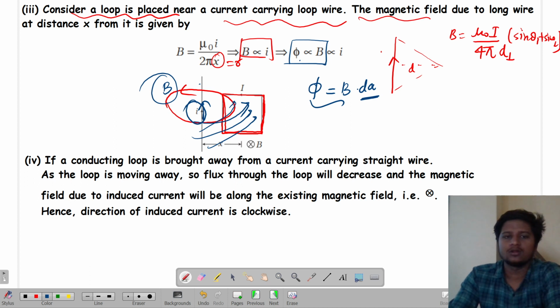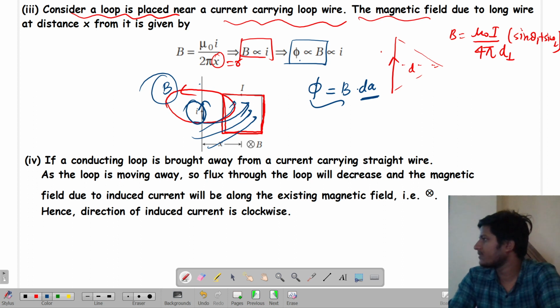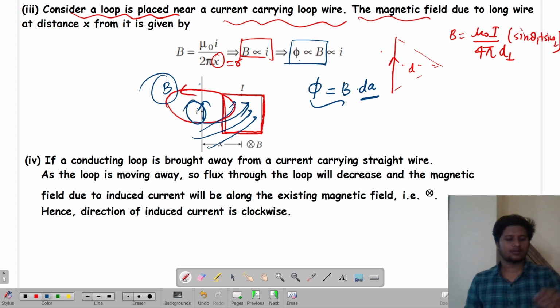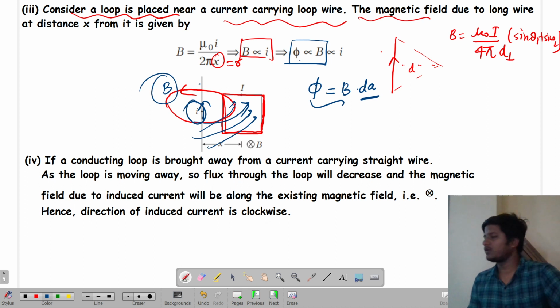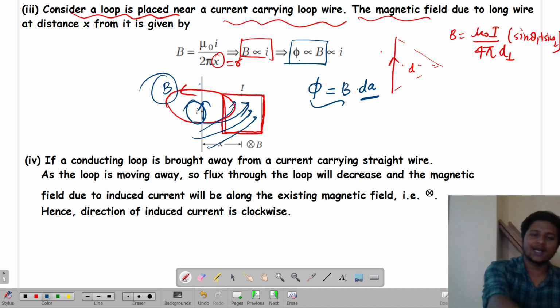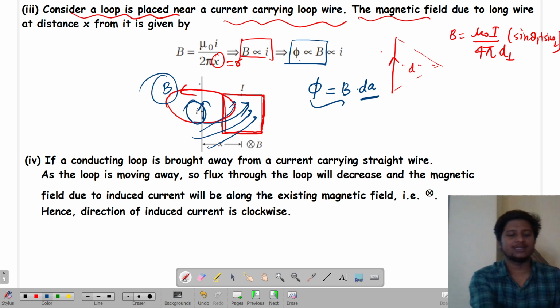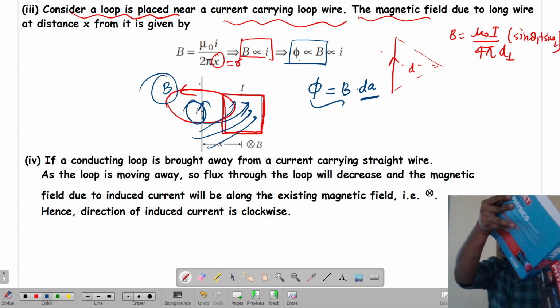Now look over here, try to understand that. Please try to understand what will happen if this loop is moved, or what will happen if this current is changed with respect to time. Tell me that. What will happen if this current loop is moved, or what will happen if the current in that straight wire is changed with respect to time?